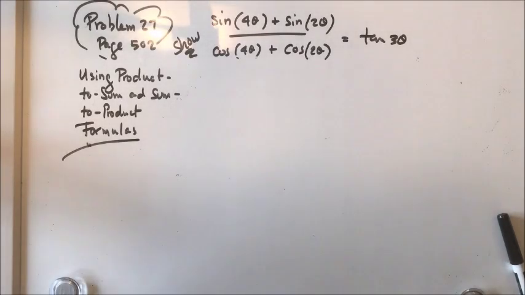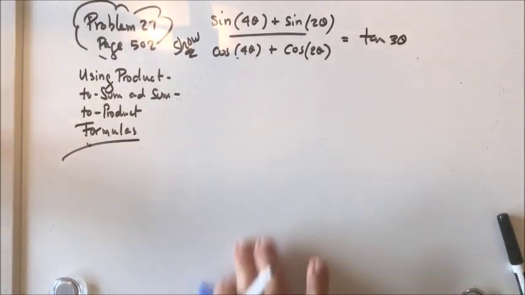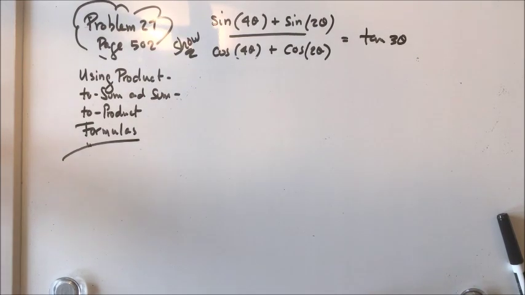Okay, here we are, problem 27, page 502. This is in homework set 36. You have problem 29 as a sister. These two problems are using the product to sum and the sum to product formulas, and you've got an identity to establish here.